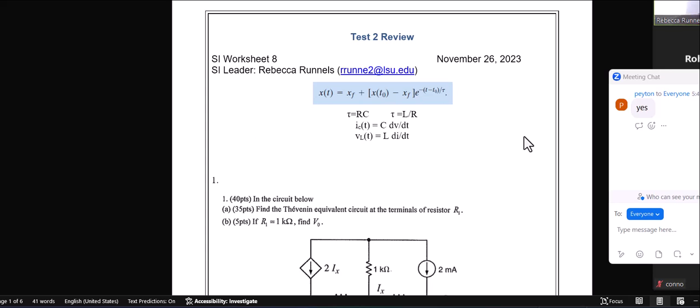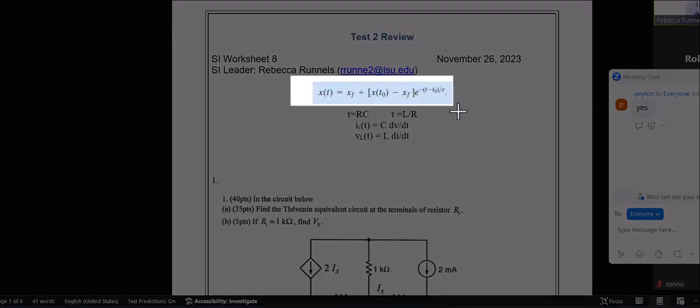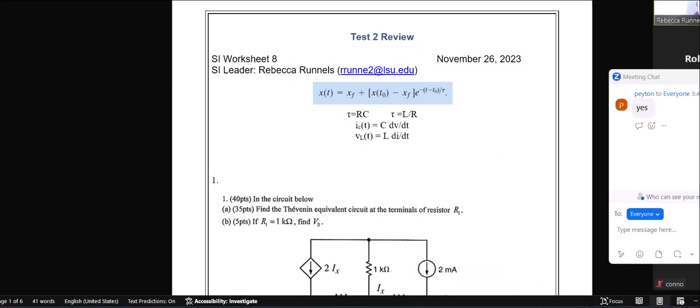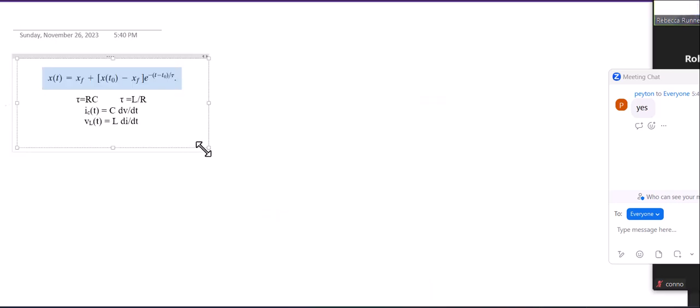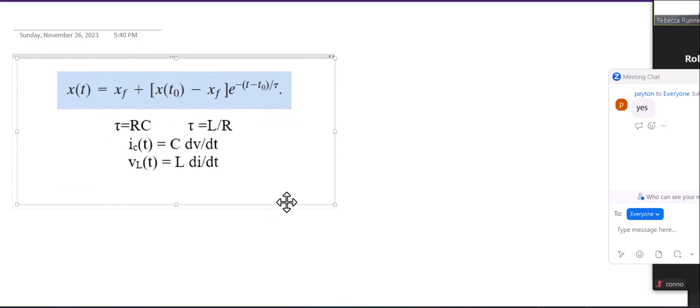worksheet, the most important things for you to know, I think, about RC and RL circuits. So we're also going to be looking at Thevenin because I had a lot of questions, people asking about Thevenin. So we will be looking at that. But these formulas right here are some of the key ones for you to pay attention to.